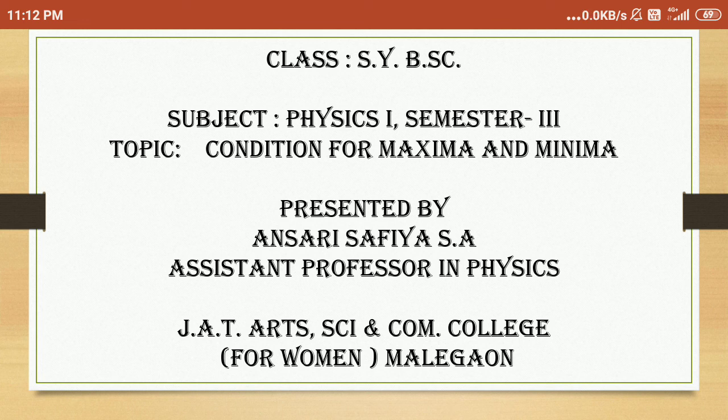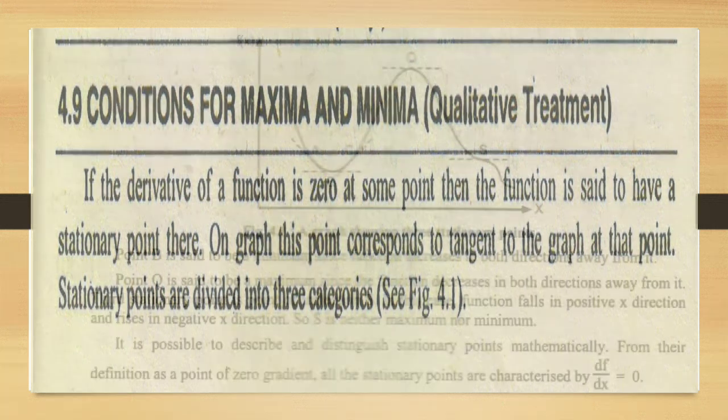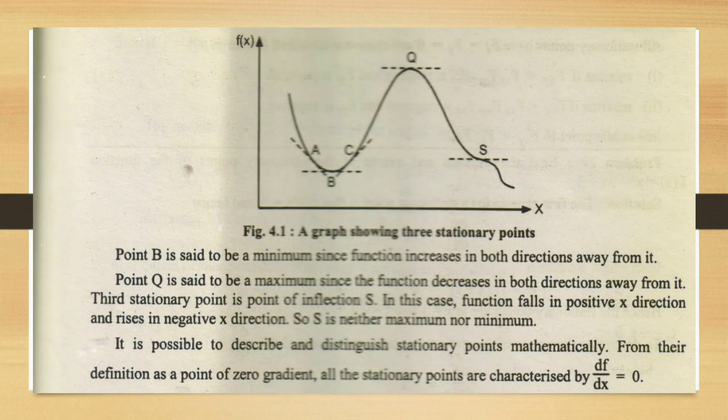Dear students, today we have to study conditions for maxima and minima. If the derivative of a function is 0 at some point, then the function is said to have a stationary point there. On a graph, these points correspond to a tangent at that point. Stationary points are divided into three categories. First is maxima, second is minima, and third is point of inflection.